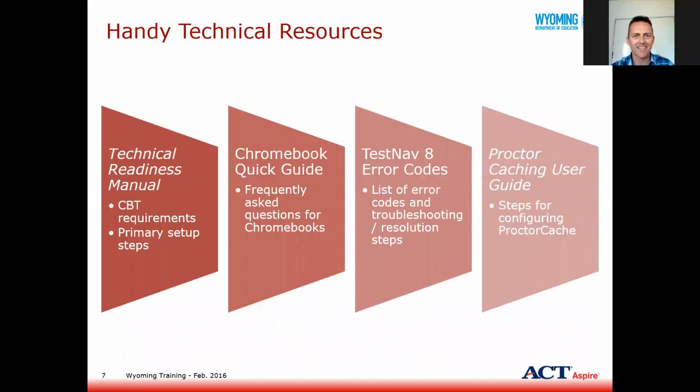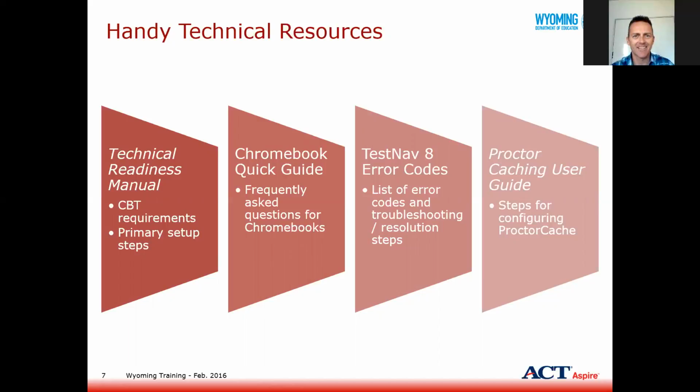We mentioned there the technology readiness manual. This guide explains computer-based testing requirements, the main components of the computer-based testing, and primary setup steps to perform. We also have a Chromebook quick guide located in the Technology Readiness Manual. This quick guide provides FAQs for Chromebooks. The FAQ can also be found on our Advocate site under C for Chromebooks.